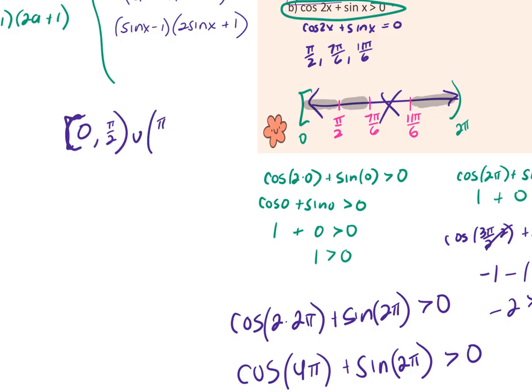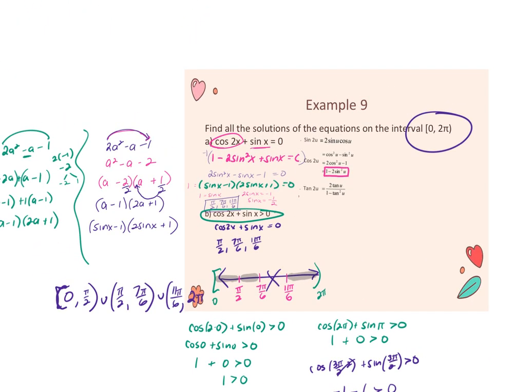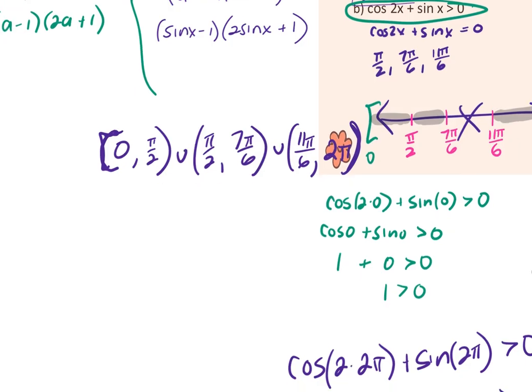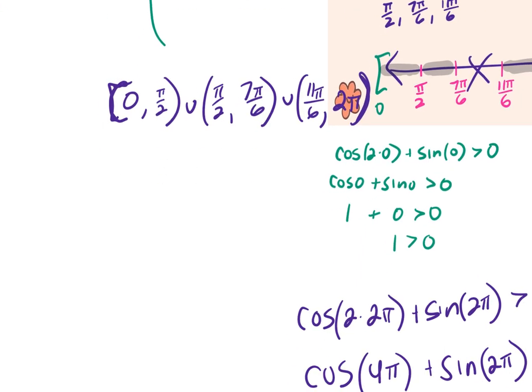Then this pi over 2 goes to 7 pi over 6. 7 pi over 6 is a 0, so I can't include it. It gets a parenthesis. Then it stops and it starts again at 11 pi over 6, which is a 0, so it gets a parenthesis. And it goes to 2 pi. And not because 2 pi is a 0, but because we said 2 pi gets a parenthesis up here, 2 pi gets a parenthesis. We tried 2 pi, and it did work, but it's not a 0, right? Okay.